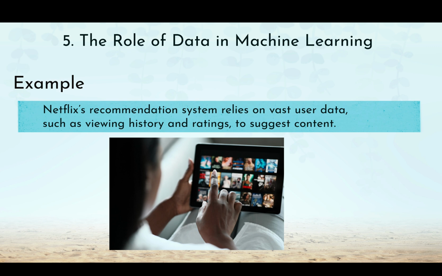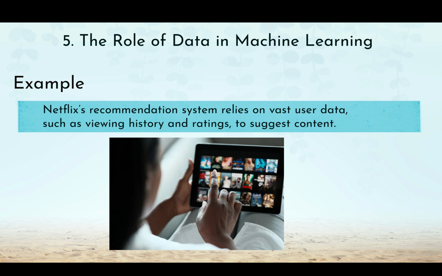By analyzing this data, Netflix's machine learning algorithms identify patterns in user preferences and viewing habits. These insights allow the platform to suggest personalized content such as TV shows and movies that are likely to appeal to individual users. As more data is collected, the recommendation system continuously improves, becoming more accurate in predicting what content will keep users engaged. This example highlights how critical high quality data is to delivering personalized data driven services like Netflix's recommendations.